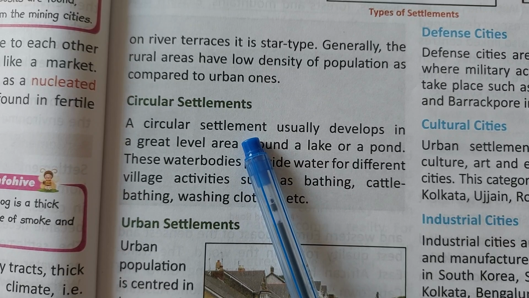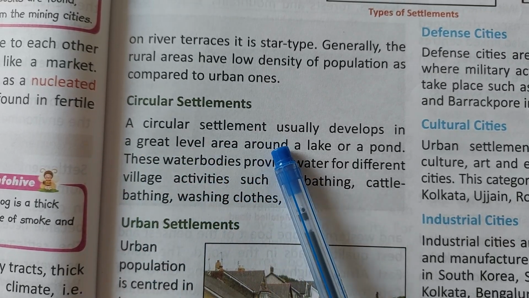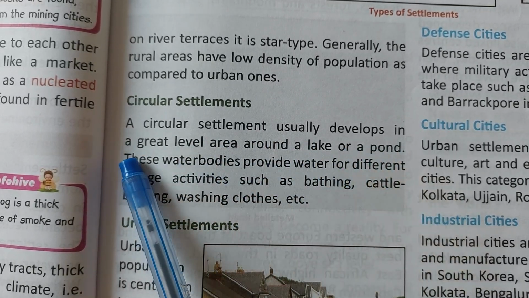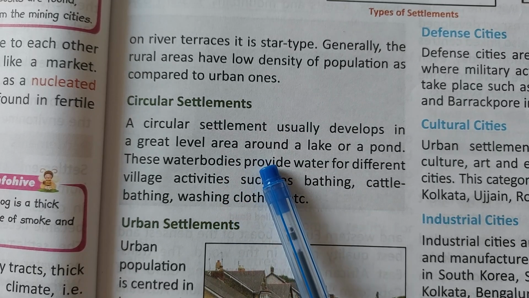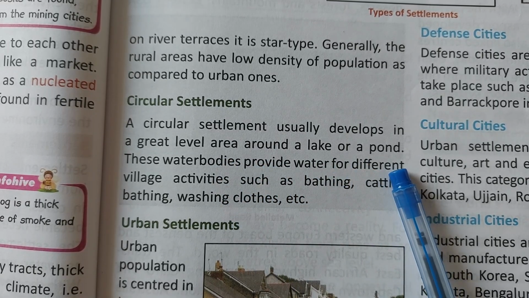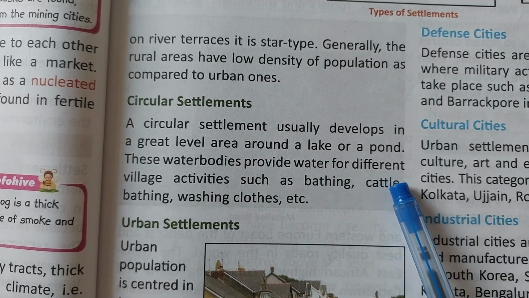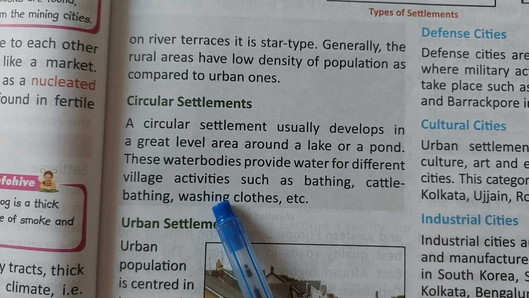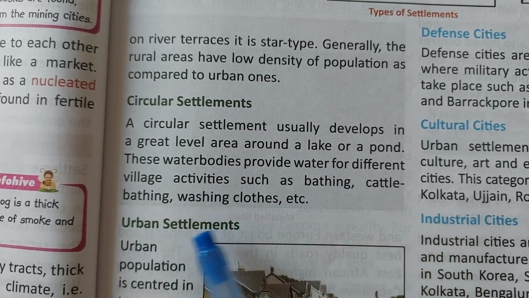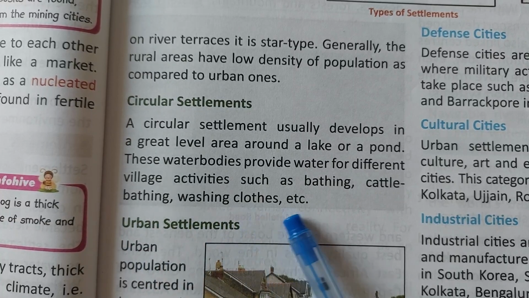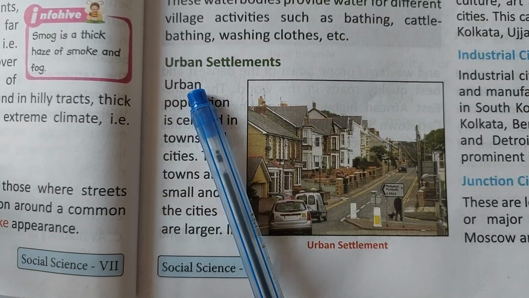Circular settlements. A circular settlement usually develops in a great level area around a lake or a pond. These water bodies provide water for different village activities such as bathing, cattle bathing, washing clothes, etc.